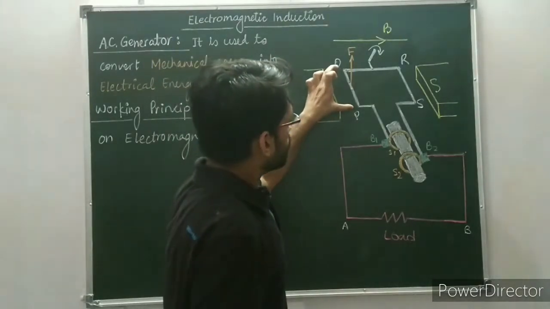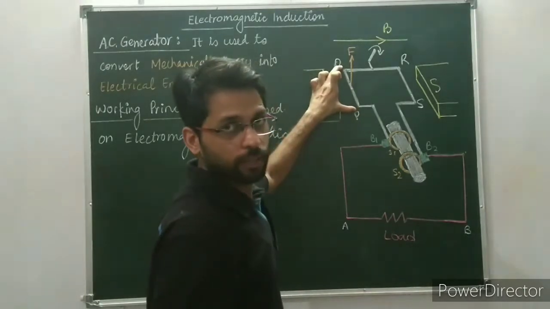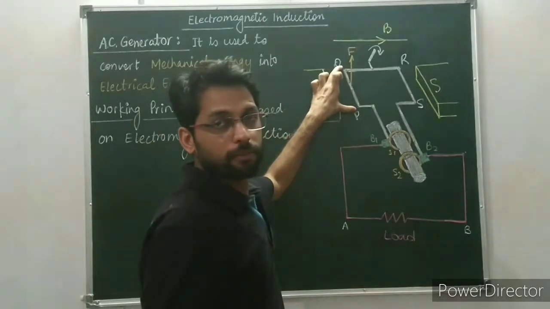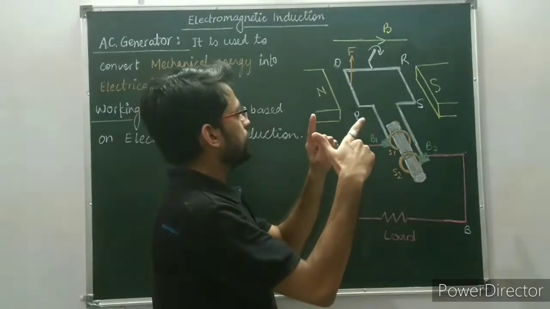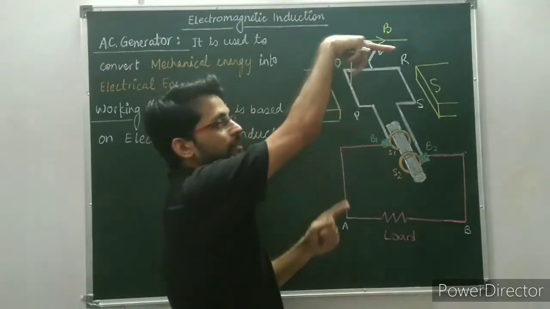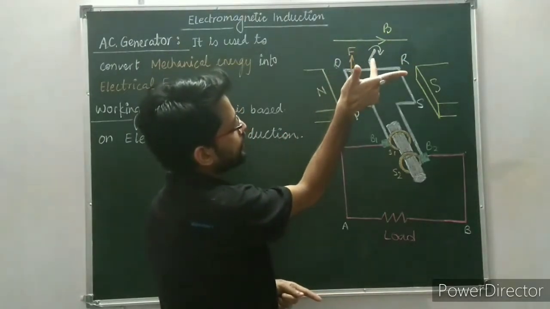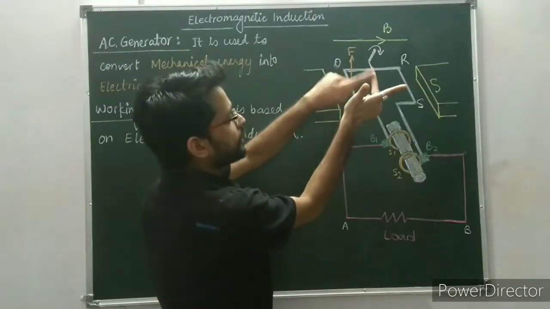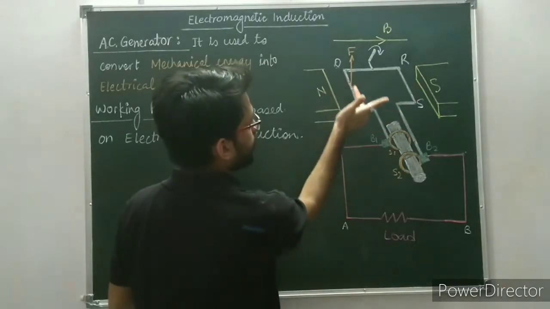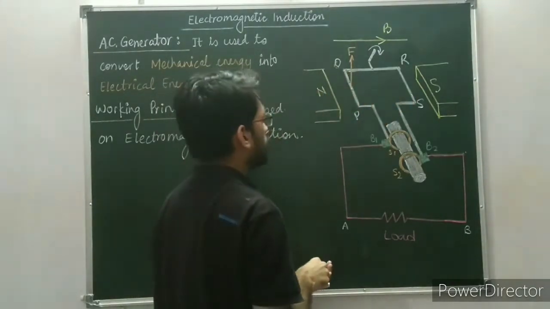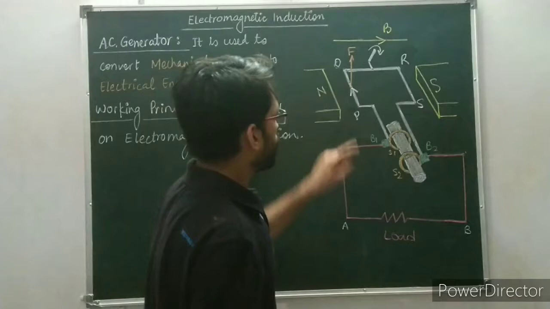Now the current induced in this arm PQ of the coil will be given by Fleming's right hand rule. When the index finger is in the direction of magnetic field, thumb in the direction of force, then the current is given by the direction of middle finger. So middle finger pointing P to Q. So the current is induced in the arm from P to Q.